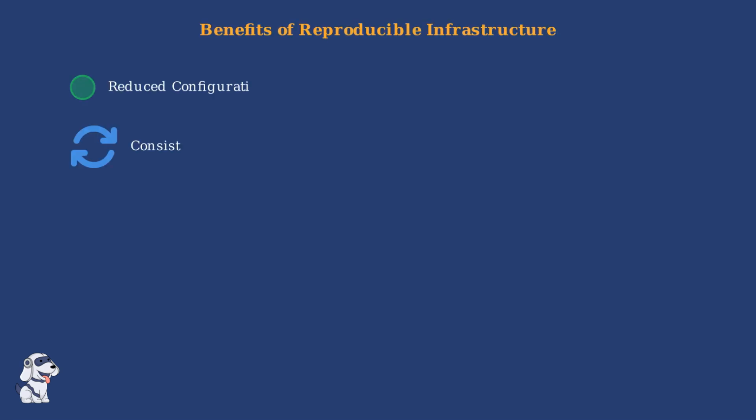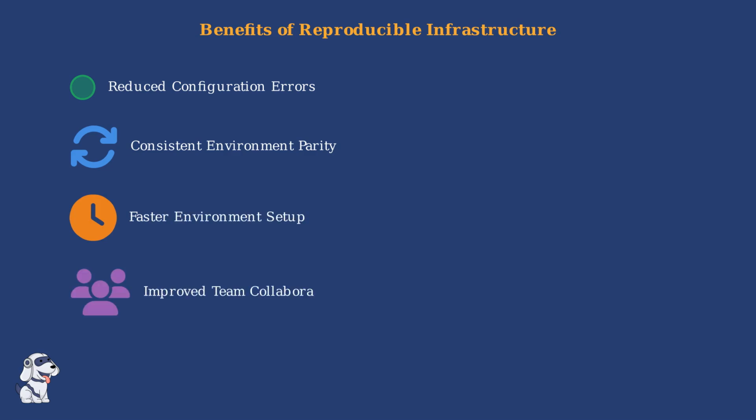Reproducible infrastructure provides several key benefits. It reduces configuration errors by eliminating manual setup variations. It ensures consistent environment parity, meaning your development environment matches production exactly. Additionally, reproducibility enables faster environment setup since you can deploy identical infrastructure instantly. It also improves team collaboration by providing a single source of truth for infrastructure configuration.